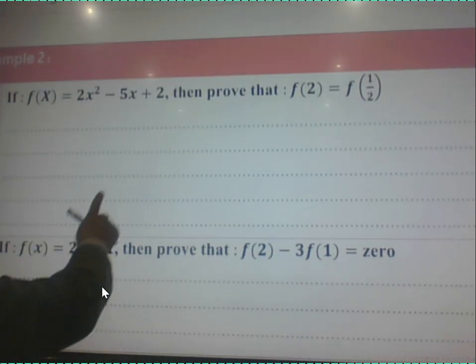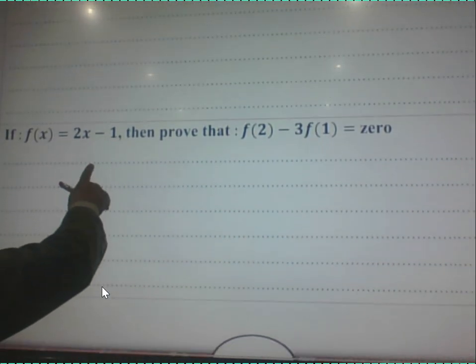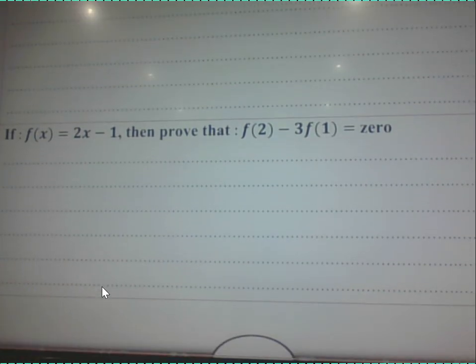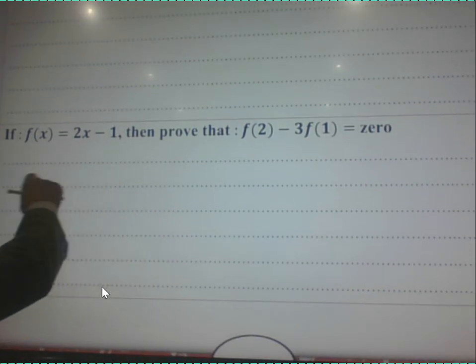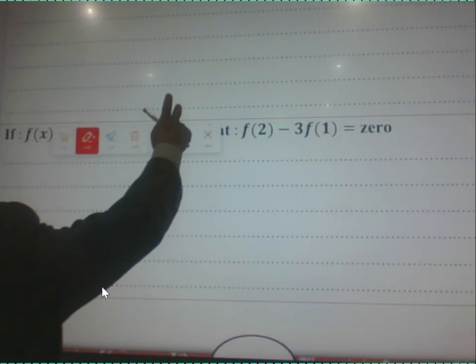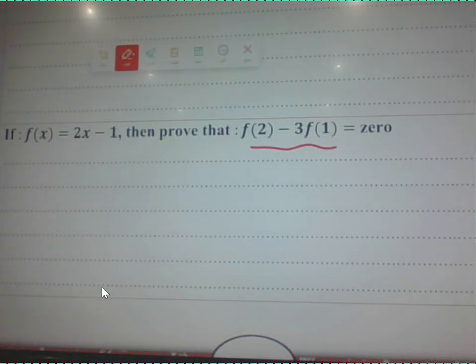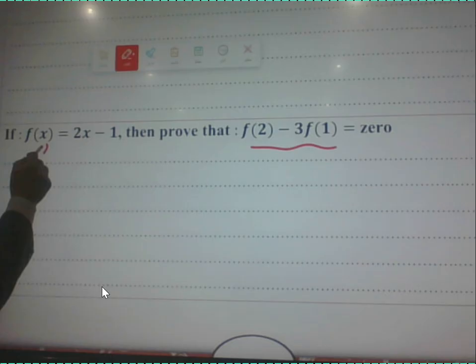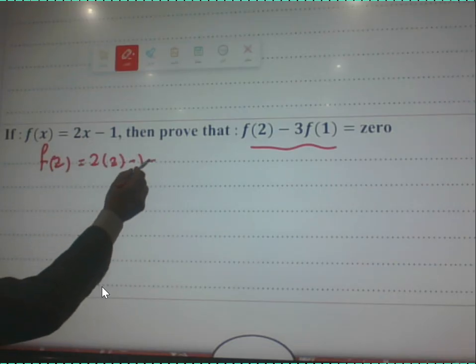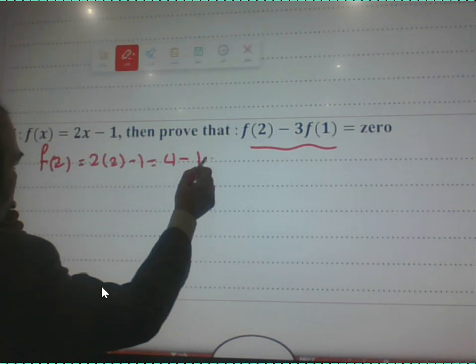Okay, next question. He wants to prove that f of 2 minus 3 times f of 1 equals 0. First, I will find f of 2 first, and then f of 1, and then put them in this expression to find the answer. First, I will find here f of 2. 2 times 2 minus 1. 2 times 2 is 4. 4 minus 1 equals 3.